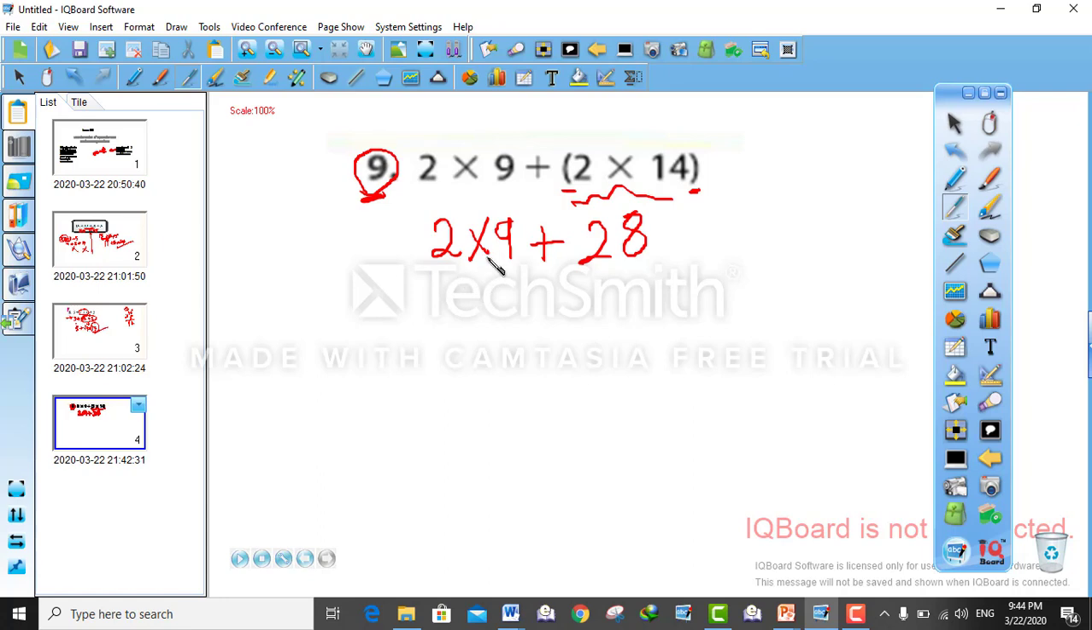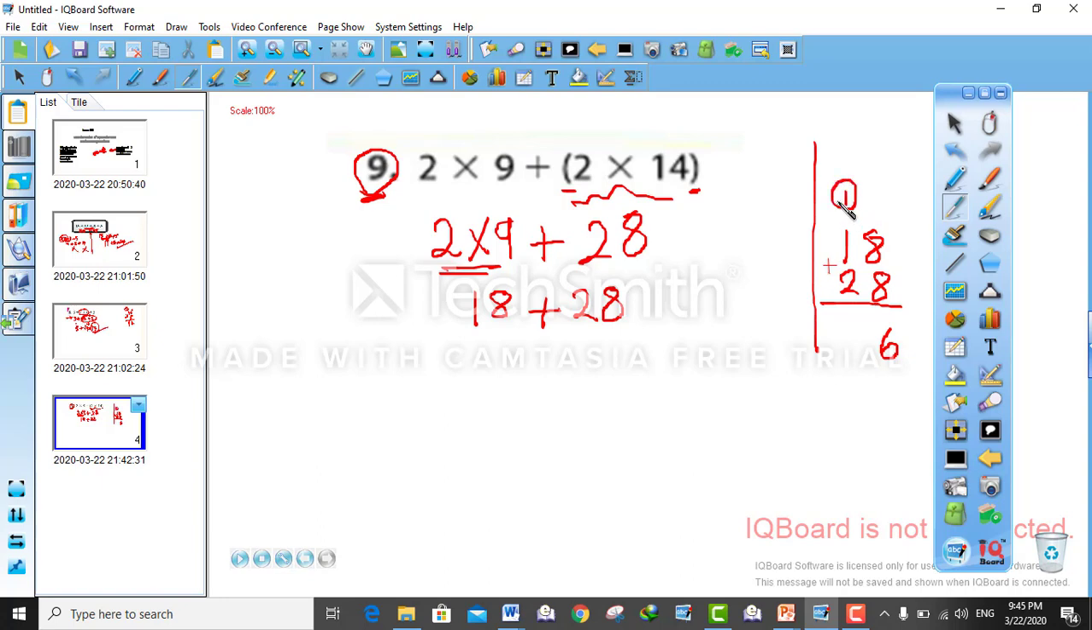Now I can ask myself again, which I can start with. Is it to multiply the 2 by 9 or to add the 9 and 28? The answer is I have to multiply the 2 by 9, which gives us 18, and then the last step is to add 18 and 28. 18 and 28, I can add it vertically to be easier. 18, 28, and do the addition. 8 plus 8, 16, carry up a 1. 1 plus 1 is 2, 2 and 2 is 4. So the final answer here is 46.